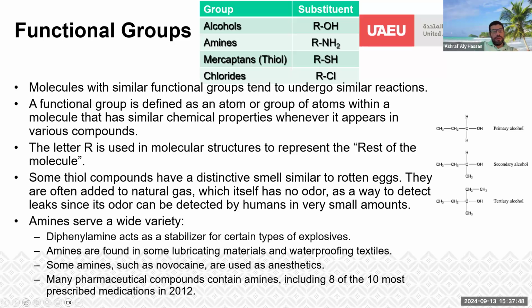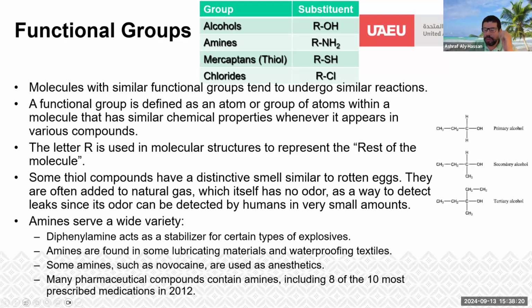Functional groups. These are parts that actually do attach to organic compounds, and they do have magical effects on the compound itself. So the group, for example, an OH will attach to any organic compound and convert this compound into an alcohol. So an OH that comes at the end of any compound will convert this compound into an alcohol.